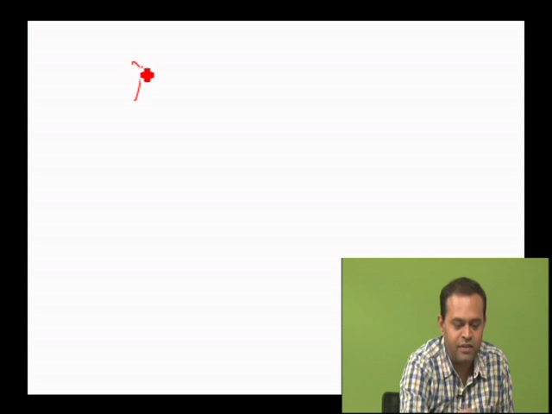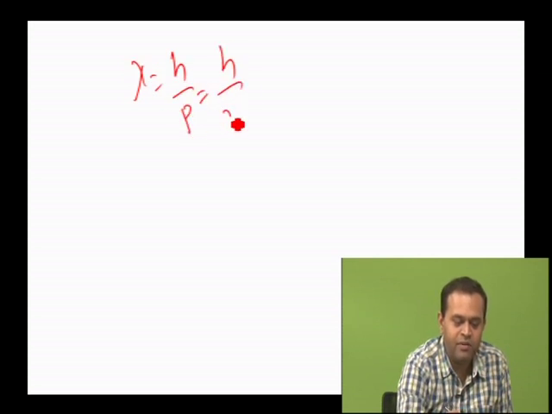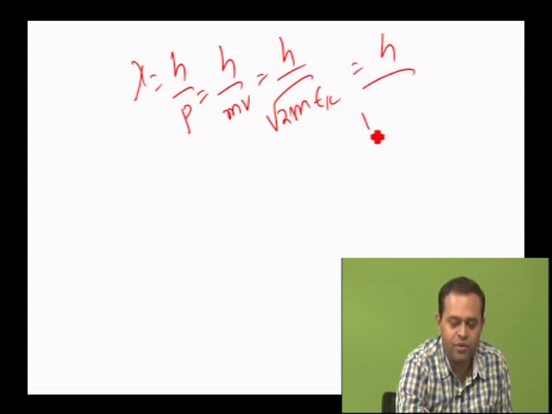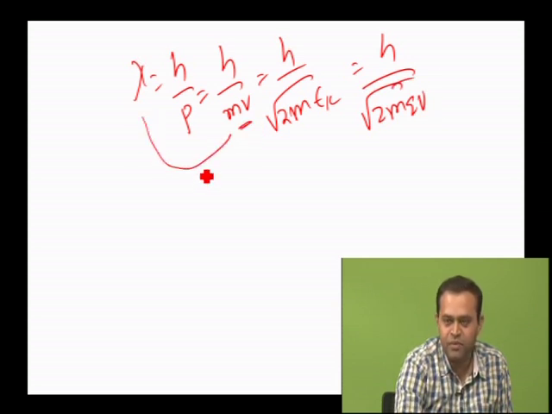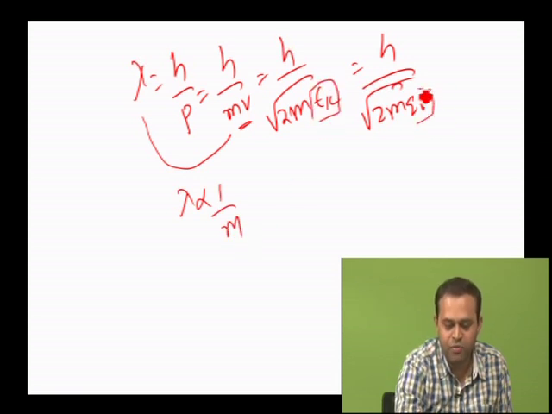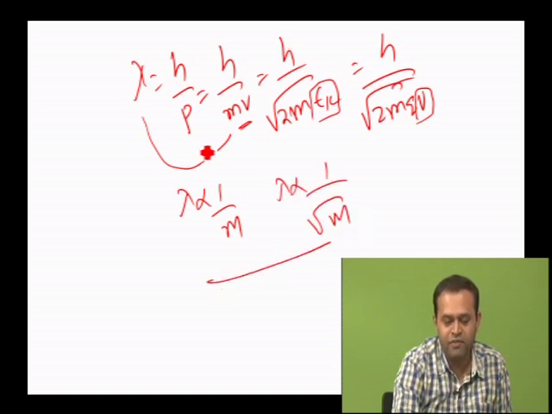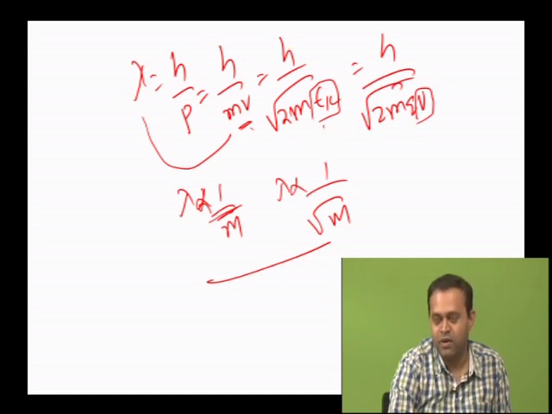Now, you know that lambda equal to h by p, h by mv, h by root of 2m EK, again h by root of 2m qV. Now tell me, how does lambda vary with mass? Suppose the velocity is known, then lambda will be inversely proportional to mass. Suppose you know the values of kinetic energy or potential difference, then lambda will be inversely proportional to root of mass. This is important. If it is given in terms of velocity, then lambda is proportional to 1 by m. If it is in terms of kinetic energy or potential difference, in numerical-based questions, then the de Broglie wavelength is inversely proportional to root of m. Again, m represents the mass of the material particle.